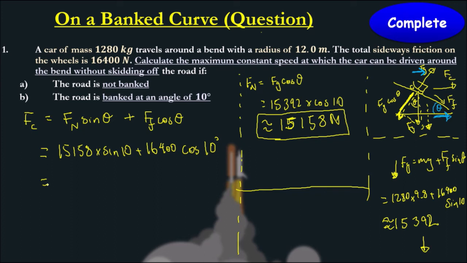Okay, so let's now substitute all this into the equation, and that will give us our centrifugal force. But remember, we're not just trying to find centrifugal force, we're trying to find velocity as well. So this question is far from over. Okay, so the overall centrifugal net force we have is 18,783, approximately around that. And so now we need to find the velocity from this value here.